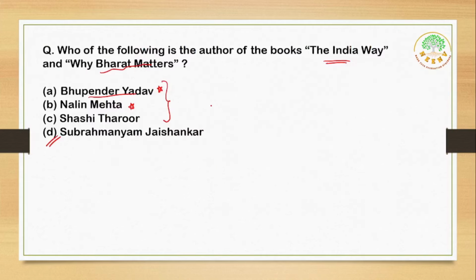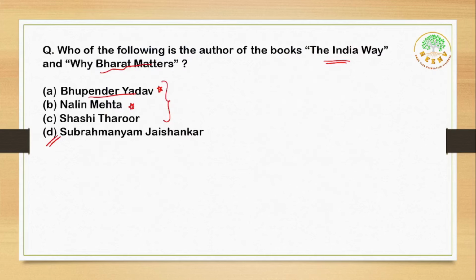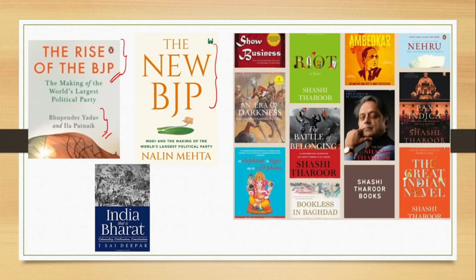And the third name in the list is Shashi Tharoor. He has also written many books on India, and most of the aspirants got confused between Shashi Tharoor and S. Jaishankar because of the names Why Bharat Matters and The India Way, because Mr. Tharoor has also written many books about India. His famous book about the British rule is An Era of Darkness, and his other famous books are The Battle of Belonging, then The Great Indian Novel, Pax Indica, about Nehru, Ambedkar.